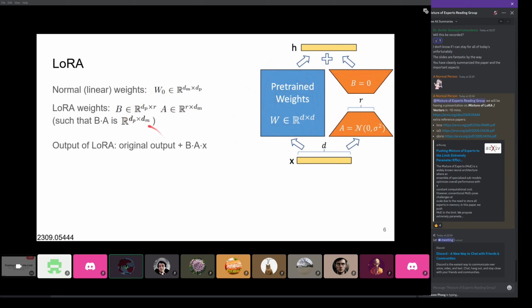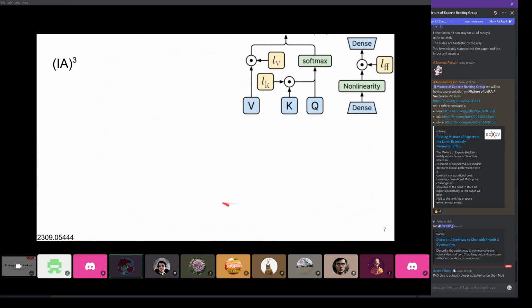But because of how matrix multiplication works, when D passes through here, you get an output vector that is still the same size, so you can add them together. Most people should be familiar with the general idea of LoRa, and maybe the math here is a bit helpful if you try to build things, but most people should know about this.